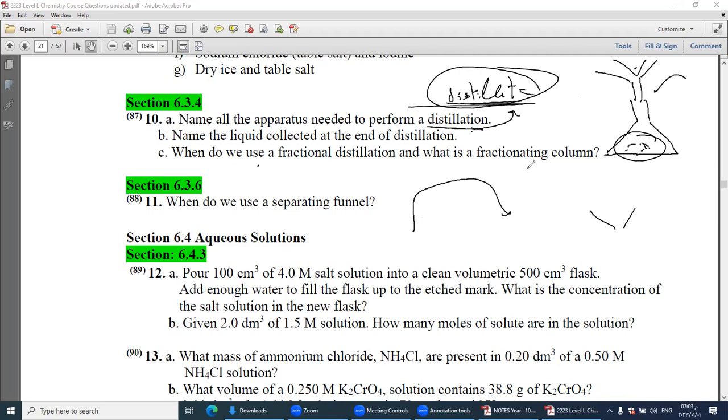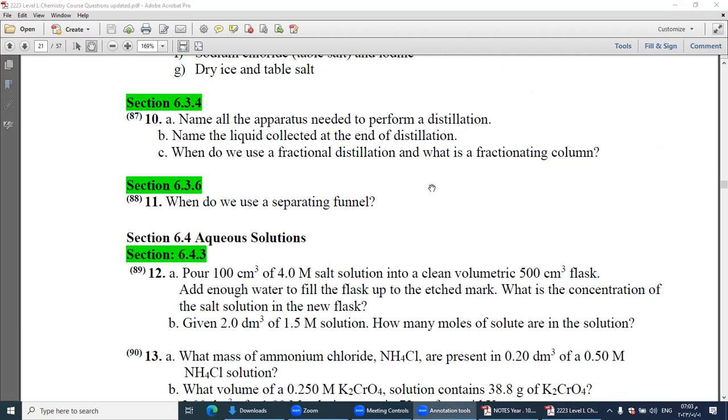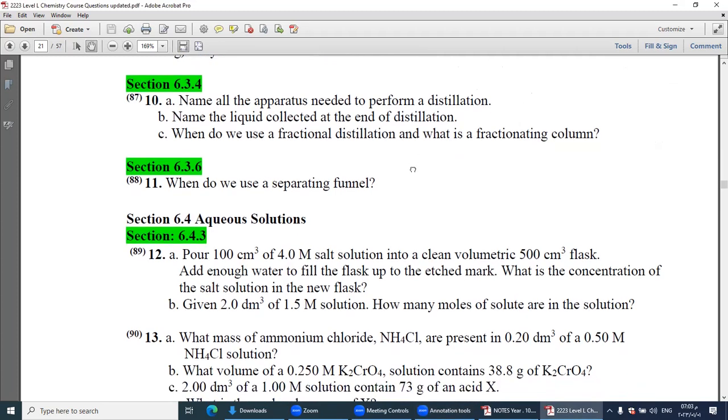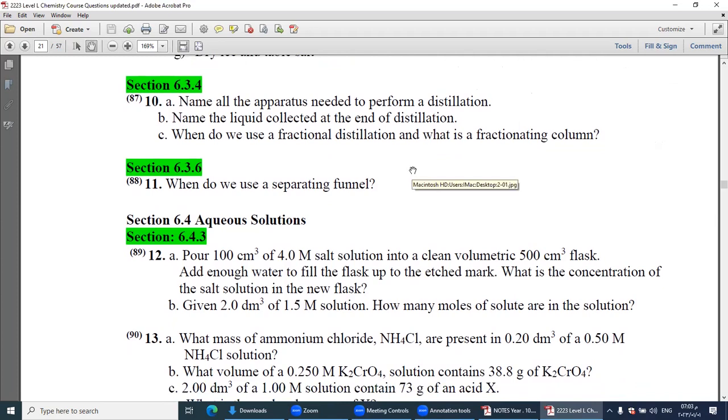لما يكون عندي miscible liquids أو الماتيريالز الموجودة close together in boiling point، يبقى لما يكون عندي miscible liquids close together in the boiling point، يبقى كده هستخدم fractional distillation. طيب هو بيسأل كمان على مين؟ على fractionating column.